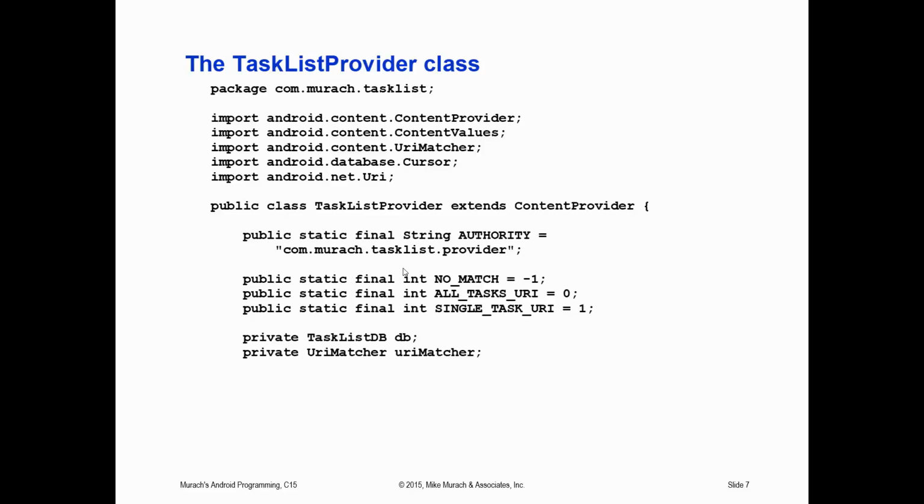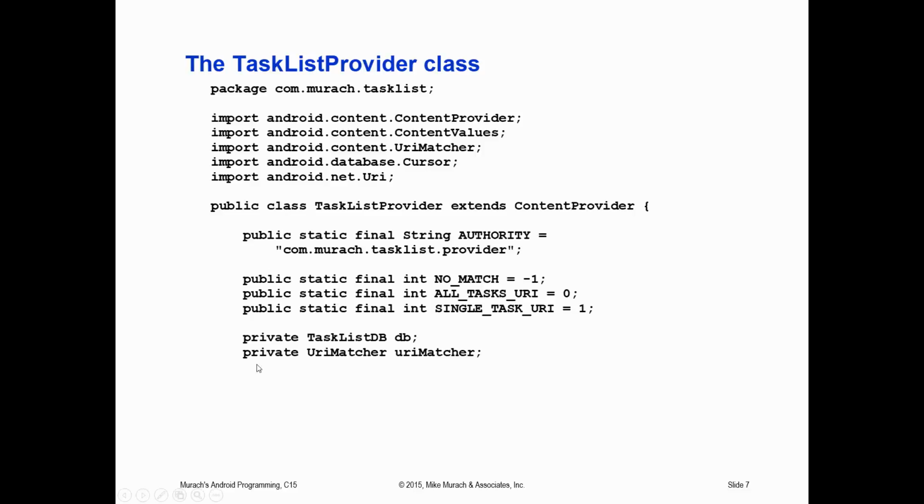The first four statements declare constants for the class, as you can see in here. The first one declares a constant for the authority that's used within the URI, and the next three declare constants used to determine whether the URI matches one of the URIs supported by the class.